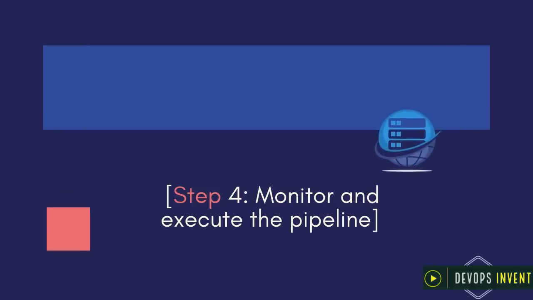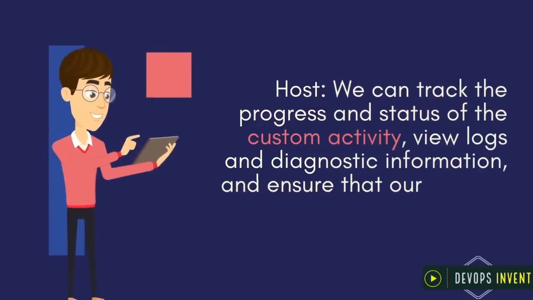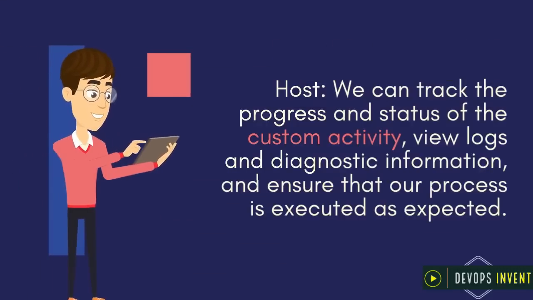Step 4. Monitor and execute the pipeline. With the custom activity in place, we can monitor and execute the pipeline. We can track the progress and status of the custom activity, view logs and diagnostic information, and ensure that our process is executed as expected.